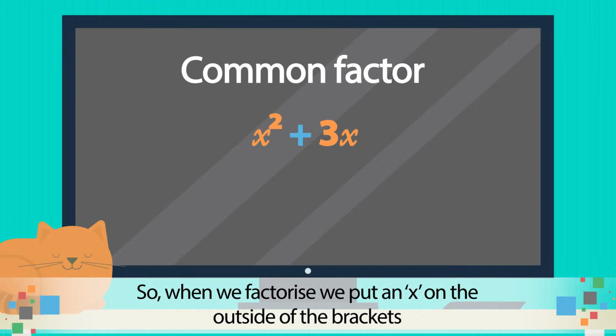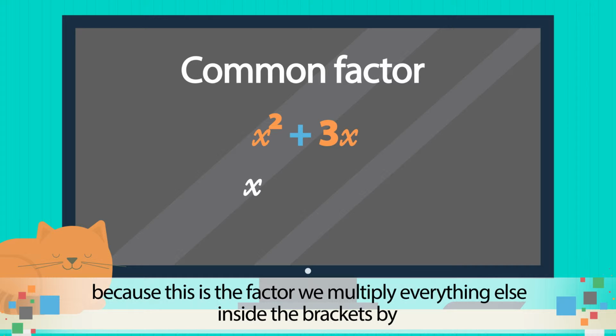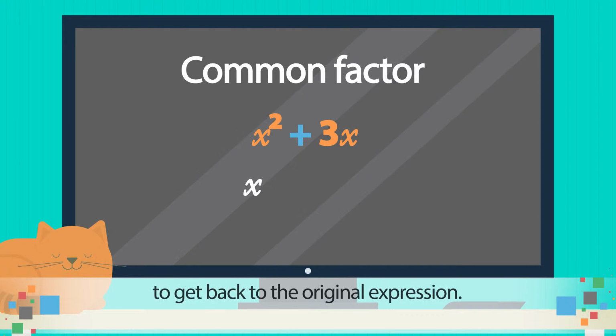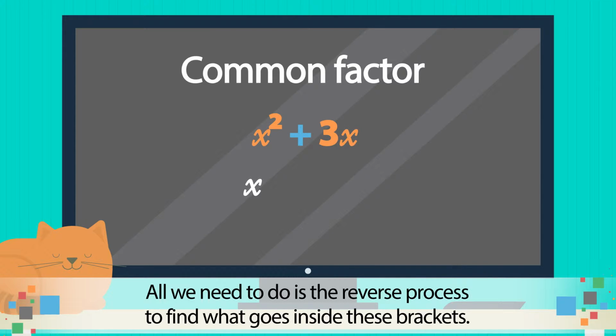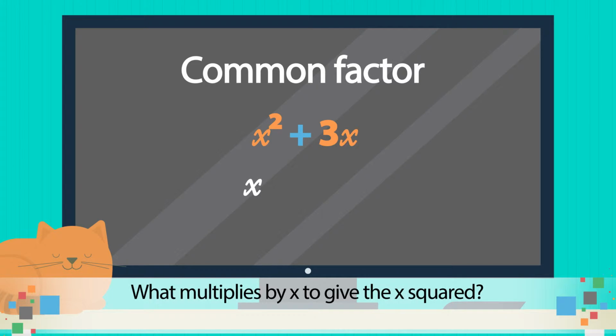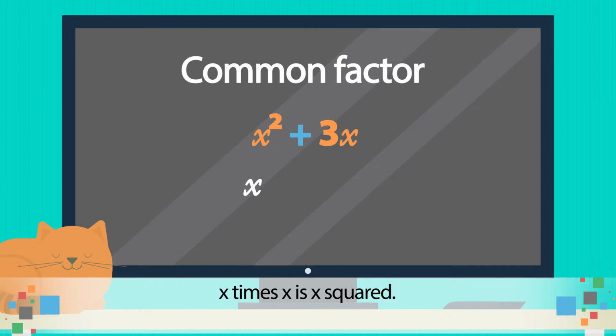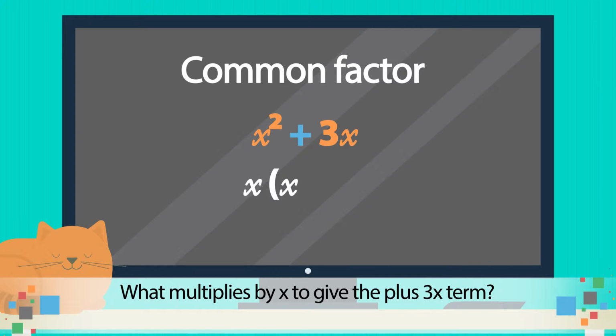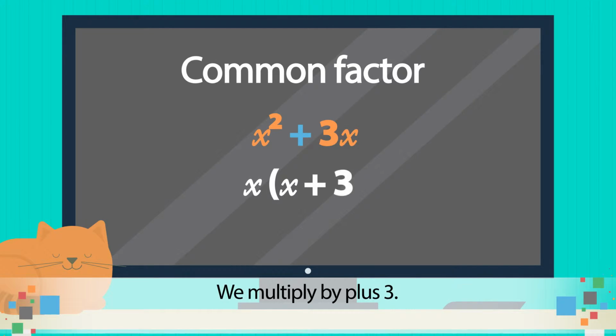So when we factorise, we put an x on the outside of the brackets, because this is the factor we multiply everything else inside the brackets by, to get back to the original expression. All we need to do is the reverse process to find what goes inside these brackets. What multiplies by x to give the x squared? X times x is x squared. What multiplies by x to give the plus 3x term? We multiply by plus 3.